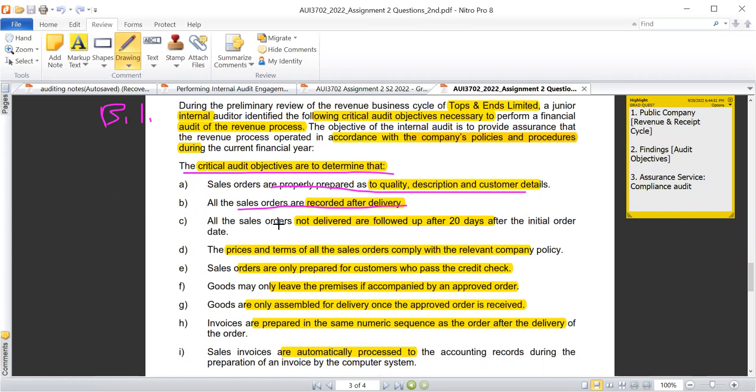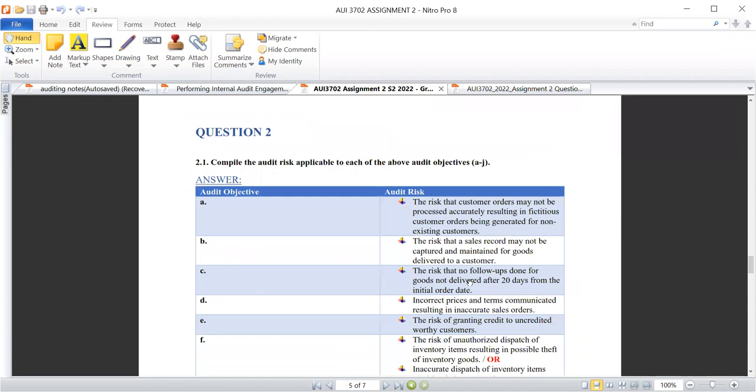All the sales orders not delivered are followed up after 20 days from the initial order date. So what could be the risk there? The risk is that there may be no follow-up of sales orders that are not filled after the 20-day period has elapsed from the initial order date. So that is the risk that you could have given there, that there are no follow-ups done, right? If you look at the actual description that I've given, there's a risk that no follow-ups are done for goods not delivered after 20 days from the initial order date. So the risk in actual fact is just no following up, right? So it's pretty simple. Pretty straightforward. Then you go to the next one.